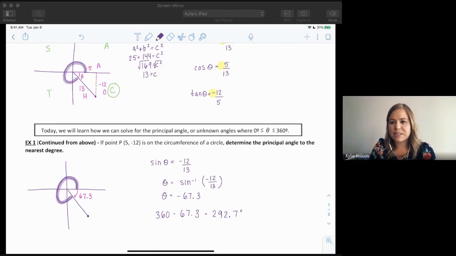Any other questions before we do a few more of these to practice some more? No? Okay, so if any come up, just type it in the chat and I will keep an eye out for them.